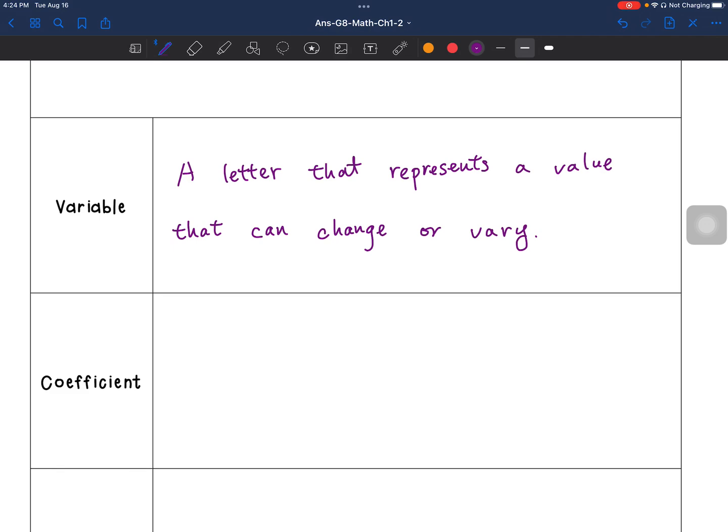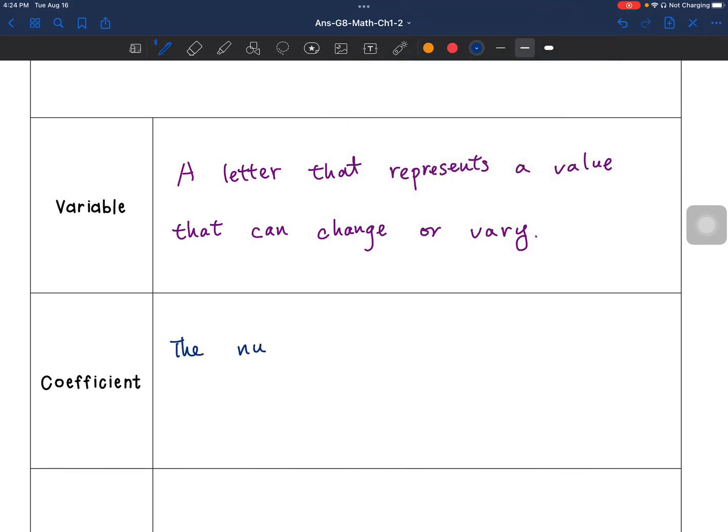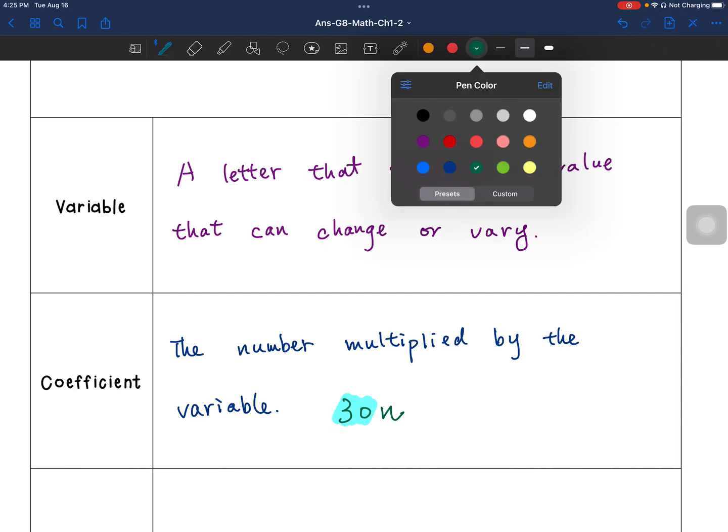So what is a coefficient? The coefficient is the number in front of the variable, the number multiplied by the variable, such as in 30n, 30 is the coefficient.